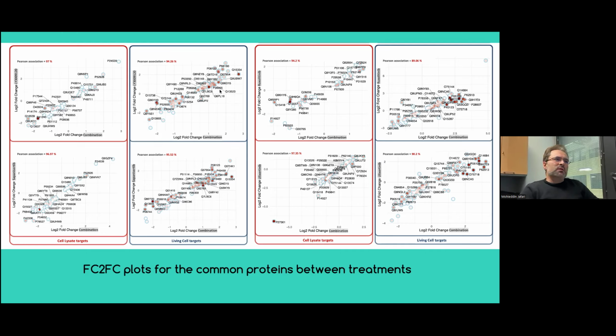And here we can see that in all cases, more than 90% correlation shows that the combinations, I mean the proteins that change the solubility because of the interactions in the case of combination and singles, are in the same line, and they have a correlation.